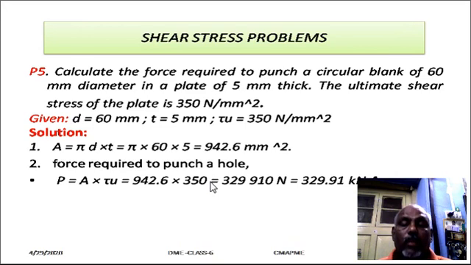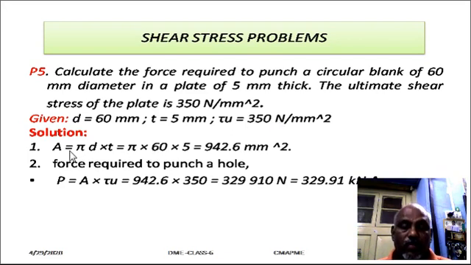First problem: calculate the force required to punch a circular blank of 60 mm diameter in a plate of 5 mm thick. The ultimate shear stress of the plate is 350 Newton per mm square. So we are punching a hole in a plate of thickness 5 mm. For that, what is the force required to make a punch on the plate itself? That is the problem. The diameter to be punched is 60 mm. Thickness of the sheet metal is given as 5 mm. Ultimate shear strength of the sheet metal is given as 350 Newton per mm square.